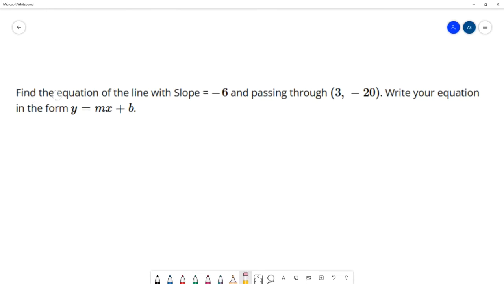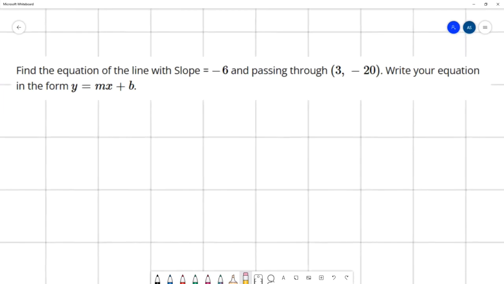On this example, we want to find the equation of the line with slope equal to -6 and passing through the point 3, -20. We're going to write our equation in slope-intercept form. That's y equals mx plus b. I'm going to show you two different ways to get the equation of the line.